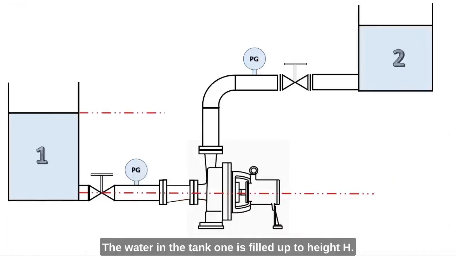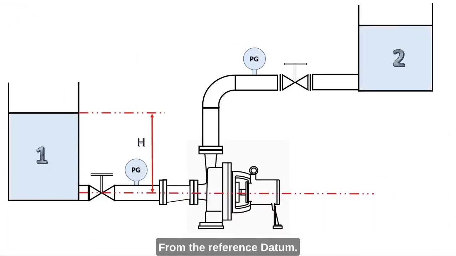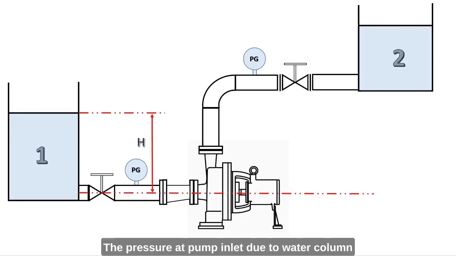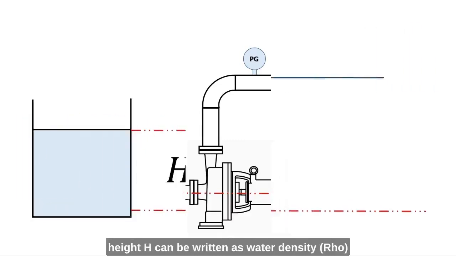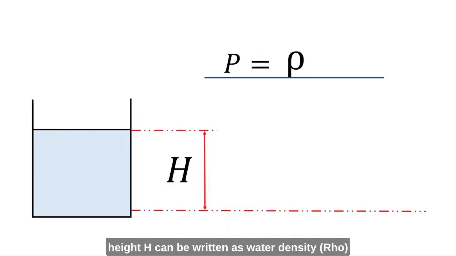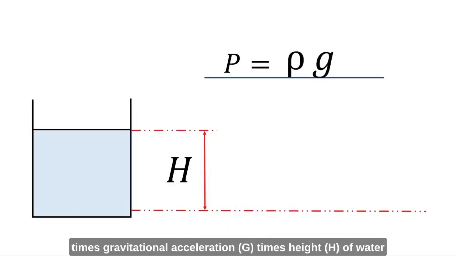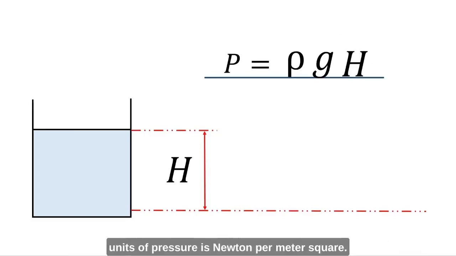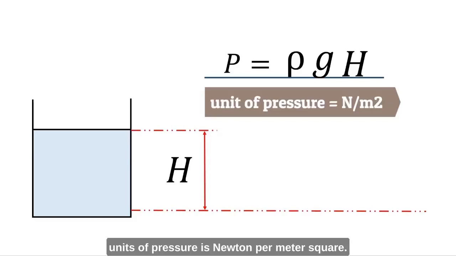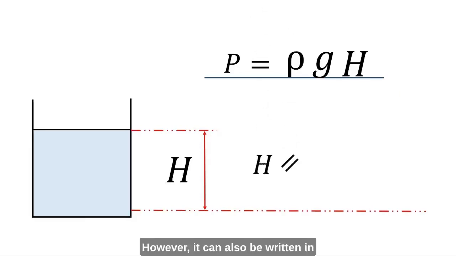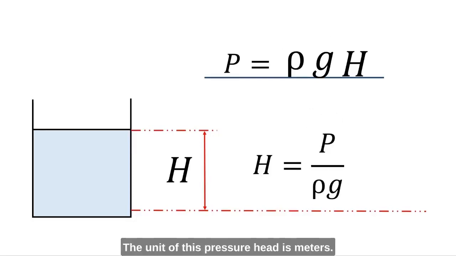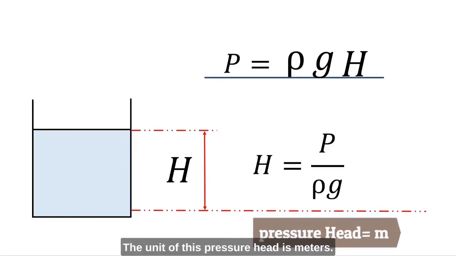The water in the tank 1 is filled up to height H from the reference datum. The pressure at pump inlet, due to water column height H, can be written as water density, ρ, times gravitational acceleration g, times height H of water. Units of pressure is Newton per meter square. However, it can also be written in terms of height H of water column. The unit of this pressure head is meters.